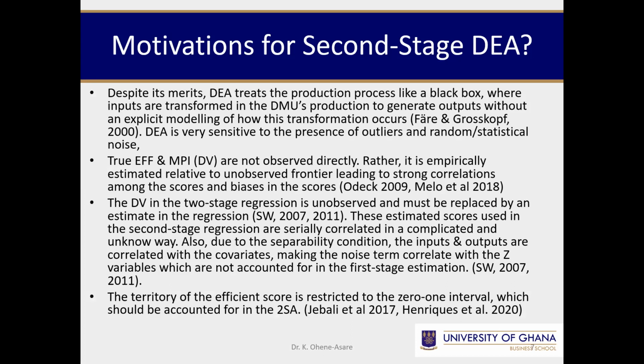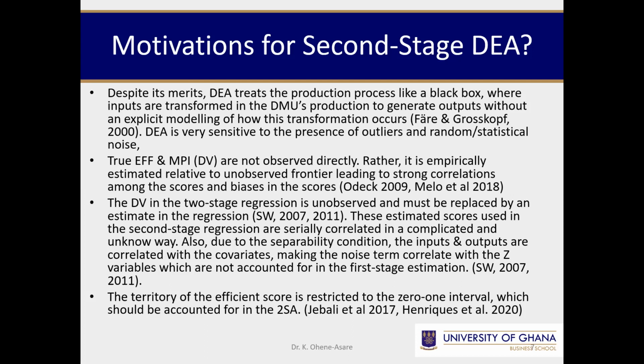So DEA is wonderful. But what it does is that it treats the production process like a black box. In a black box, you have the inputs being transformed in the production process to generate the output without telling us the explicit modeling of how this transformation occurs. What is really behind the scene?